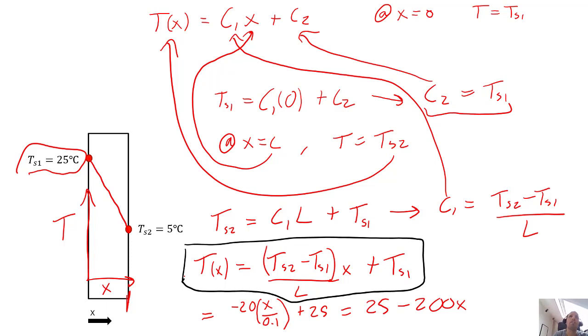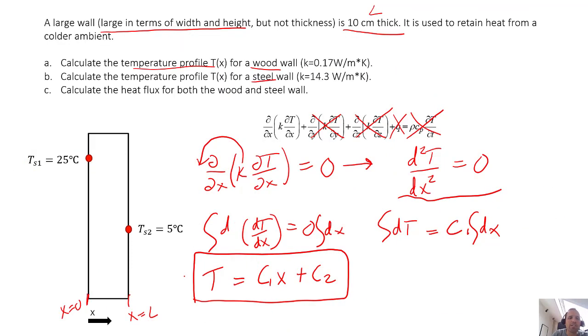So both the wood wall and the steel wall would have the same temperature profile, even though they have different thermal conductivities. However, let's look at part C. So we've answered part A and part B. We know that temperature is just 25 minus 200 times x, where x has got to be measured in meters.